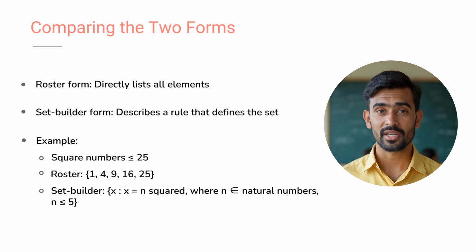Let's compare the 2 methods with one example. Suppose we are looking at all square numbers less than or equal to 25. In roster form, we write {1, 4, 9, 16, 25}. In set builder form, we write {x : x = n², where n belongs to natural numbers and n is less than or equal to 5}. Roster form is quick and direct. Set builder form gives more insight into how the set is defined.